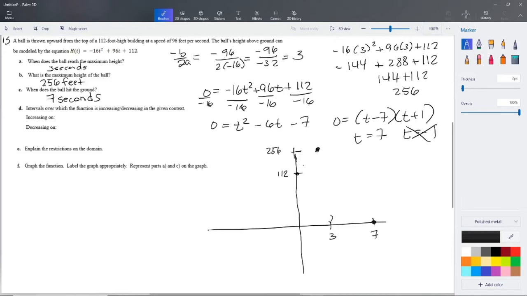So we can now draw this graph like that. It doesn't really have a back half of this graph, right? Because there is no negative time here. Remember, the x-axis here represents time, and the y-axis represents height. So it doesn't have negative time. So our graph starts here at 112 and then goes from there downward. So that answers part F.